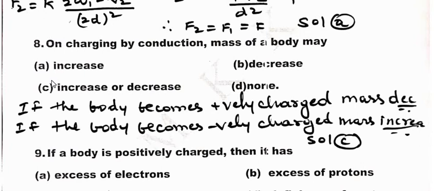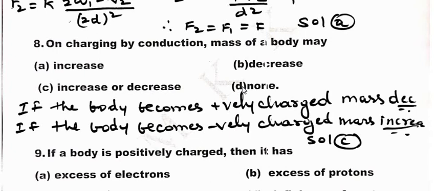Next one, on charging by conduction, the mass of a body may increase, decrease, increase or decrease, or none of these. See, when you say you are charging a body by conduction, the body may get either positively charged or negatively charged. So when you say the body has got positively charged, what do you mean by saying this?